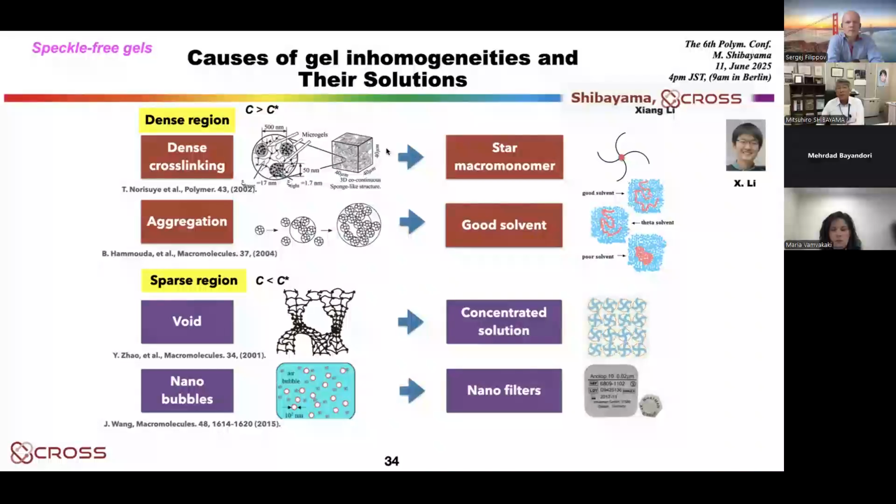We started with the star macromer, and then a good solvent, and also a concentrated solution. We try to fill all the spaces, and then nanobubbles can be removed by nanofilters.